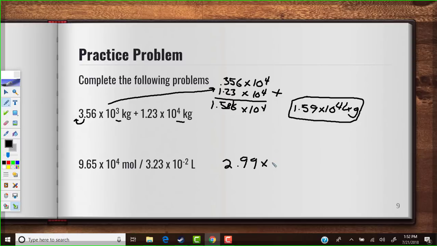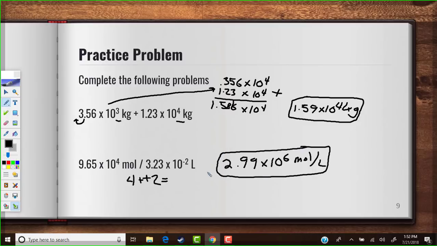Remember, we're going to be times 10 to the power of. Now remember, we've got our exponents here, and when we divide, we subtract them. So we're going to take 4 minus negative 2. Remember, 4 minus negative 2, we add the opposite. So the answer is going to be to the power of 6. Moles divided by liters is then our unit. So there you go.